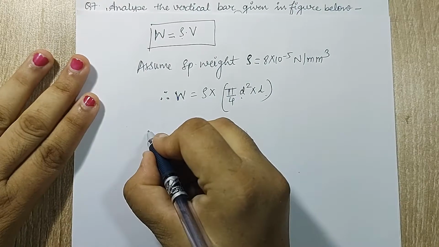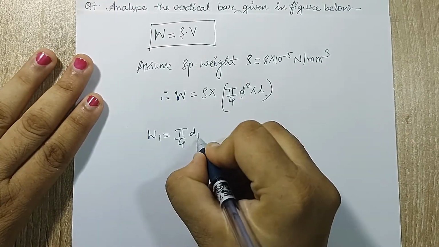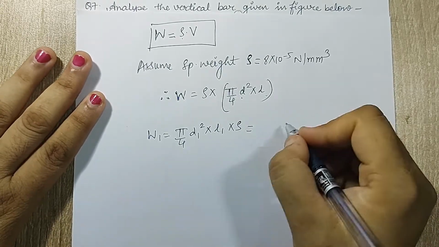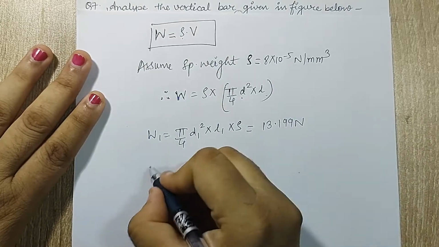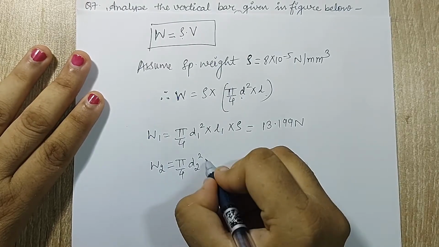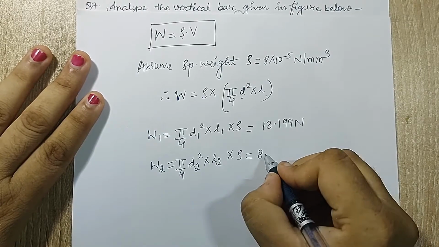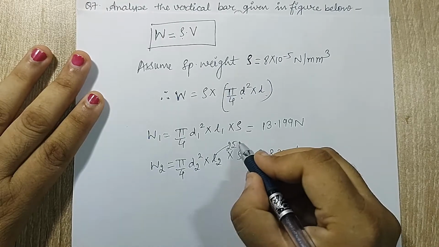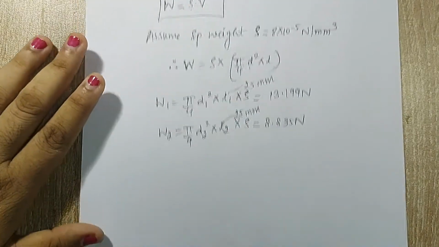Now I will calculate the weight for element 1, which will be pi by 4 d1 square into L1 into rho. When I solve this, I get the value as 13.199 Newton. For element 2, the weight can be calculated as pi by 4 d2 square into L2 into rho. You'll get the value as 8.835 Newton. L2 is 25 mm, this is something you need to note, and L1 is also 25 mm.